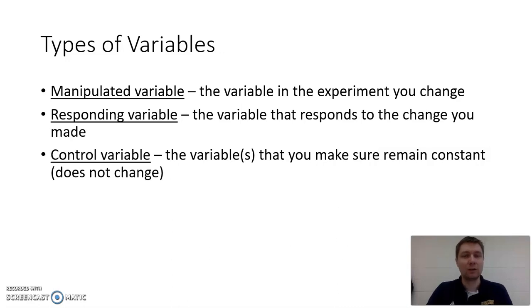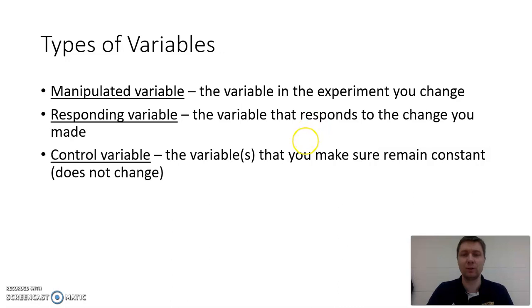The first one is, as you can see up here, manipulated variable, and this is just a variable in the experiment that you change, so you, the experimenter. The second one is a responding variable. This is a variable that responds to the change that you made. We'll go through some examples here in just a minute, but these are the definitions.